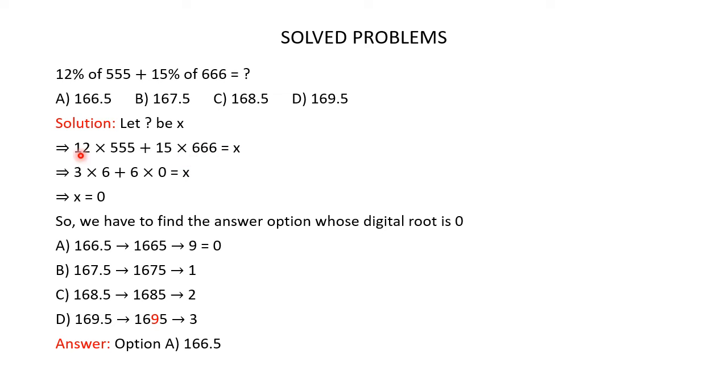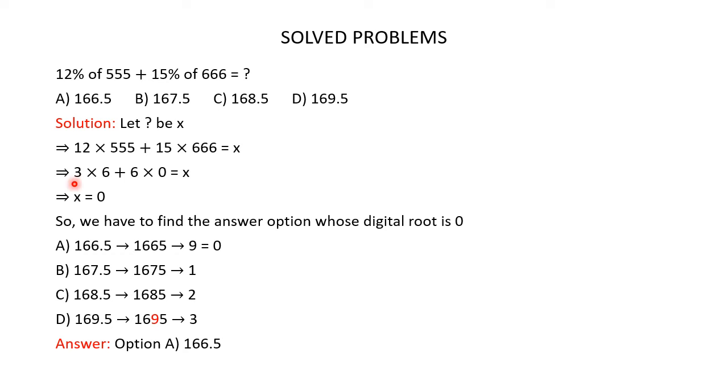Now find the digital root of these numbers. 1 plus 2 is 3 multiplied by 5 plus 5 plus 5 is 15 and 1 plus 5 is 6. So the digital root of 15 is 6. 6 plus 6 plus 6 is 18 and 1 plus 8 is 9, which is nothing but 0. So the digital root of 666 is 0.